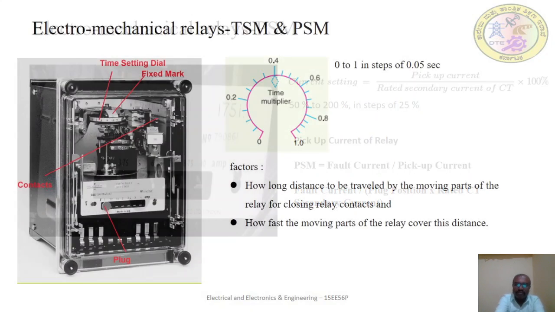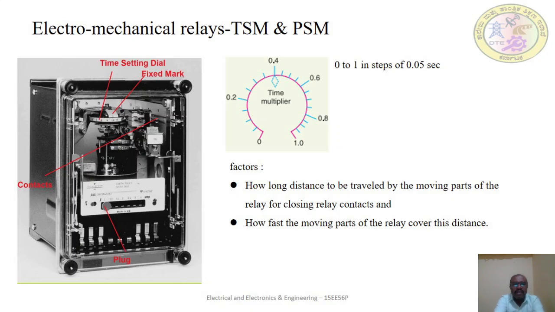Next, time setting multiplier. You can see in the diagram on the left side there is a marked time setting dial, and there is also a fixed mark. The operation of the electrical relay mainly depends upon two factors.